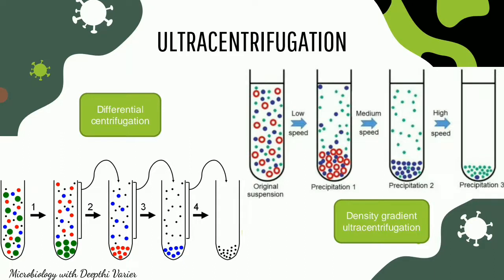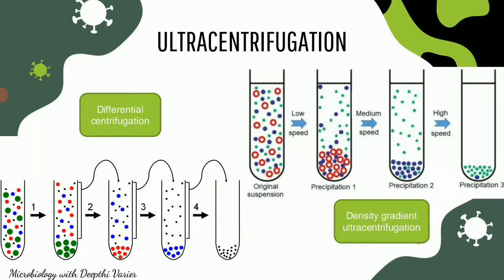So in short, viruses can be purified, one of the methods being ultracentrifugation, under which we have two broad types: differential ultracentrifugation and density gradient ultracentrifugation. Under density gradient ultracentrifugation, we again have two subtypes, rate zonal and isopycnic. Isopycnic is also called equilibrium centrifugation. Both these methods use centrifugal force. They are based on the size and the density of the viral particles.